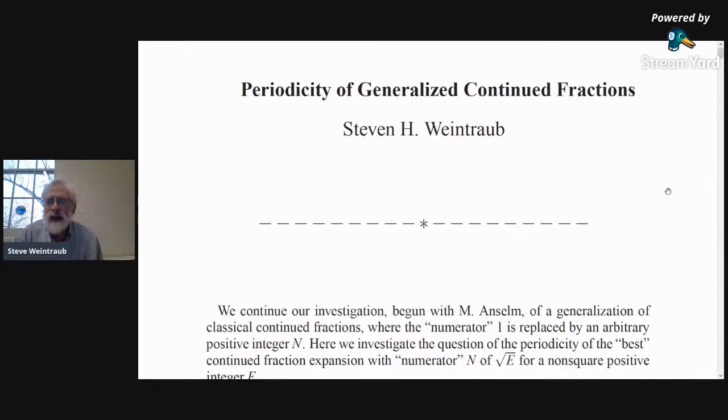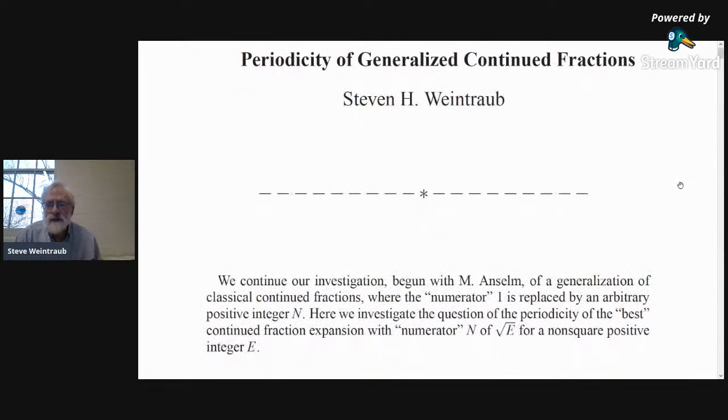I first began investigating continued fractions with a student of mine named Max Anselm. We wanted to look at a generalization of the classical theory where the numerator 1 is replaced by an arbitrary positive integer n. Of course, I'll explain what all this means. And we want to look at the question of periodicity of the best continued fraction expansion with numerator n of the square root of e for a non-square positive integer. Again, I'll have to explain what all of these things mean, and I will.